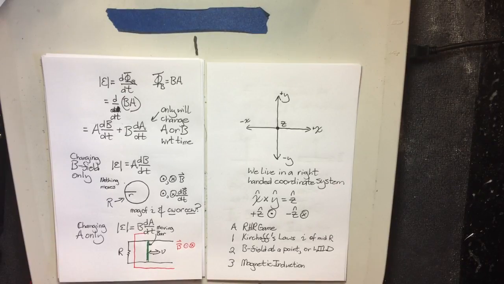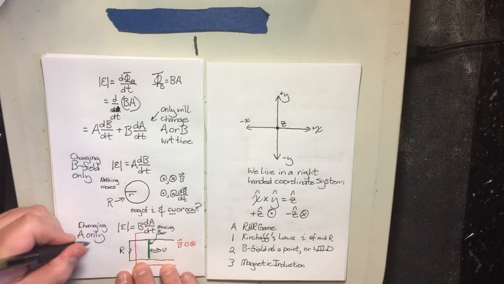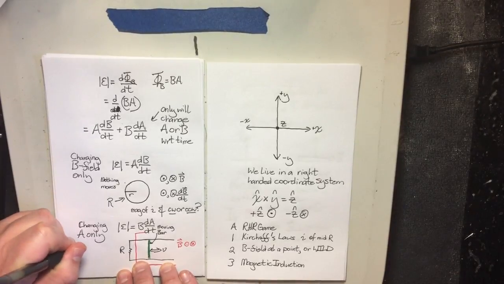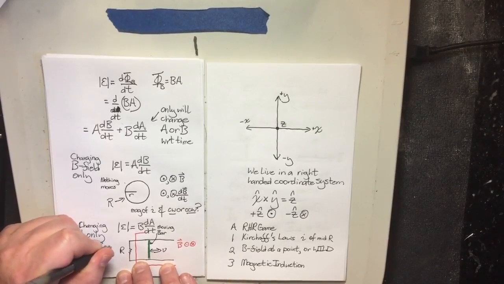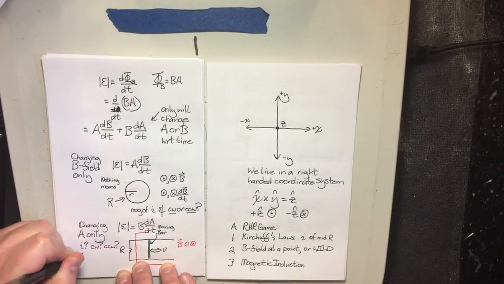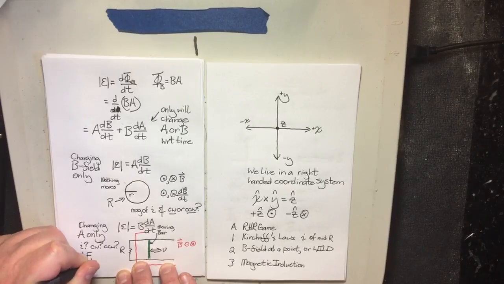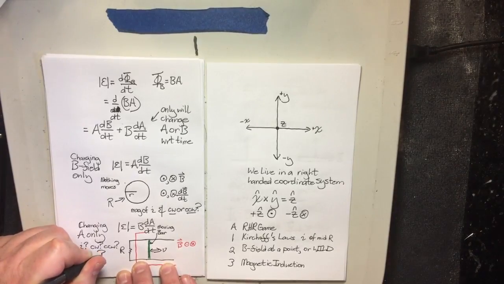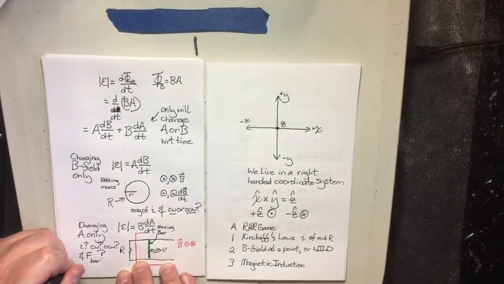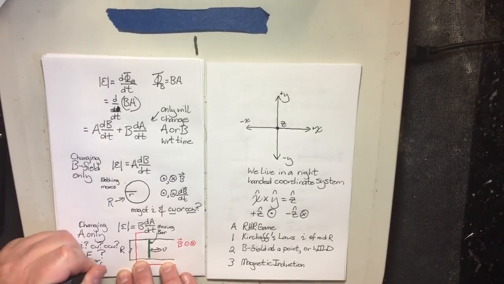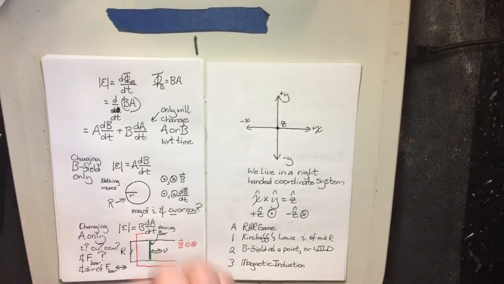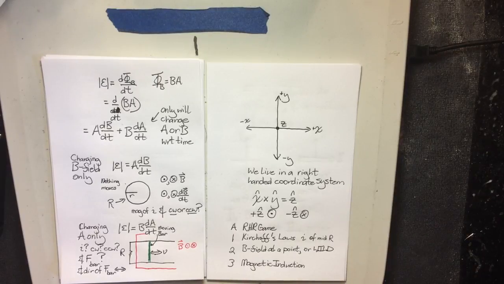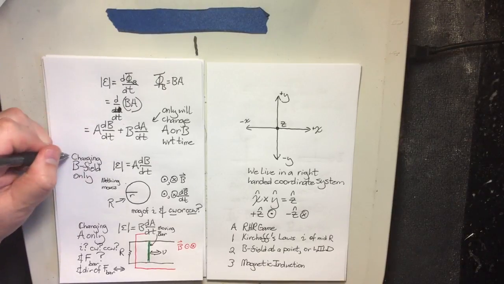In this particular case, the questions that are typically asked are, what is I? Is it clockwise? Is it counterclockwise? And the force on the bar, and the direction of force on the bar. So left or right. So these are the 2 types of problems.